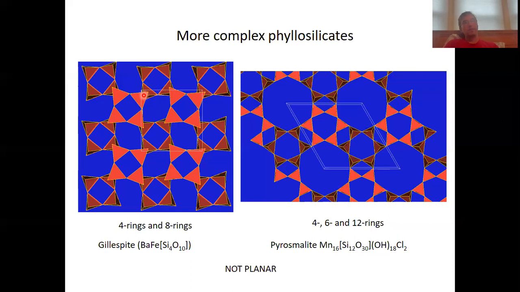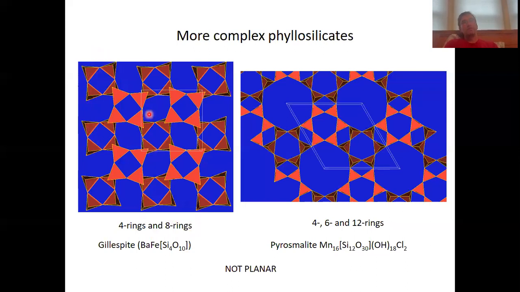Okay, so now you see that this overall gives a two-dimensional layered structure, but the layers are not completely planar anymore. Okay, so these two tetrahedra would be completely in a plane, and these two tetrahedra would be completely in a plane, but the overall structure would be more wavy, right? And now the interconnection of these two types of four-membered rings creates eight-rings.